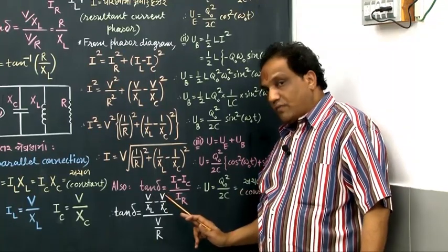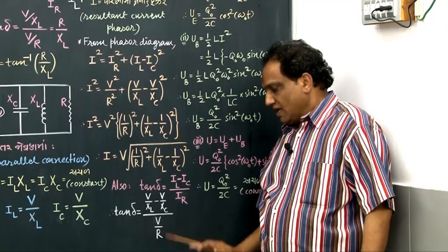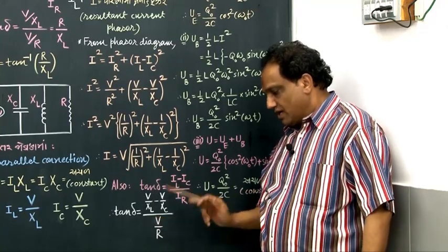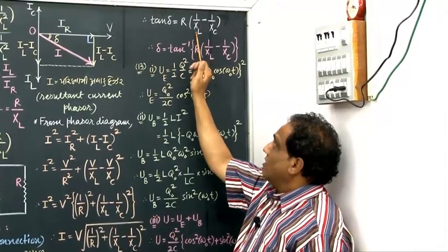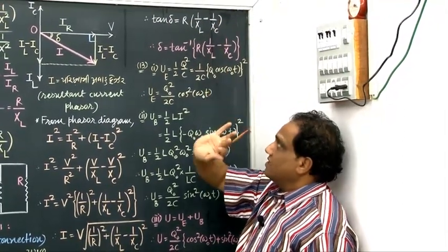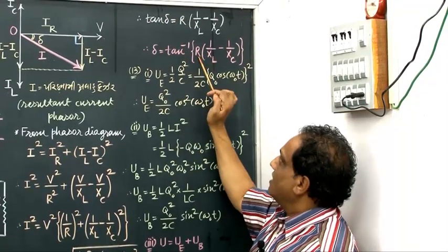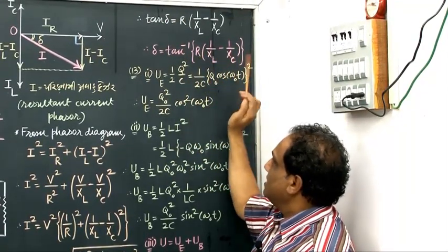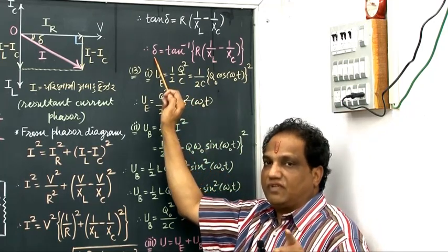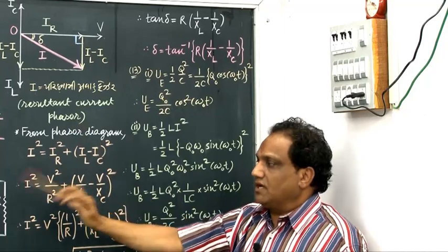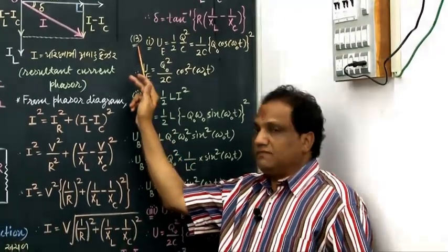V can be taken common from the numerator and will cancel with the V in the denominator, and the denominator's denominator will become numerator, so R will go up. So tan delta equals R into bracket (1 upon XL minus 1 upon XC). Delta will be tan inverse of R into (1 upon XL minus 1 upon XC). This gives the required expression for finding the phase difference between voltage and current in the given circuit. Got it? Now read number 13.